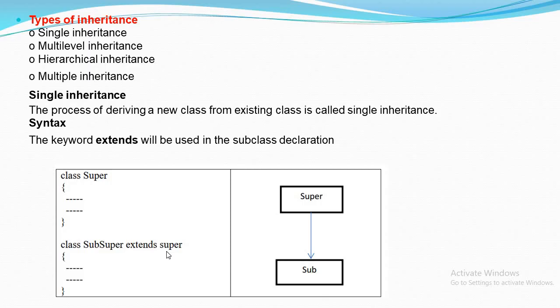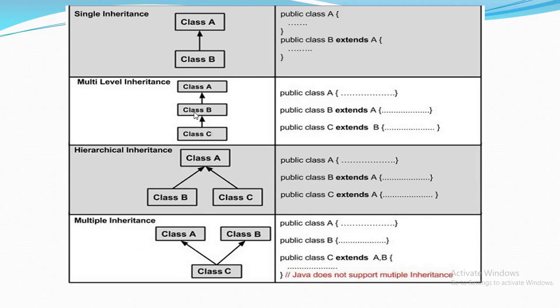So, types of inheritance: single, multilevel, hierarchical, and multiple inheritance. Single inheritance: the process of deriving a new class from an existing class is called single inheritance. Here we are using only one base class and only one subclass. In the subclass we inherit the properties of the superclass. So these are the types of inheritance.